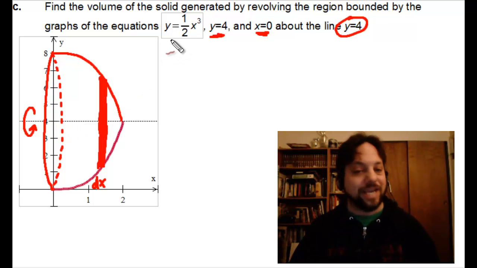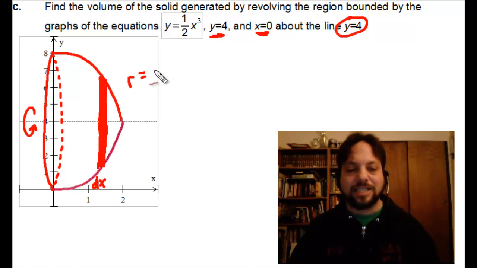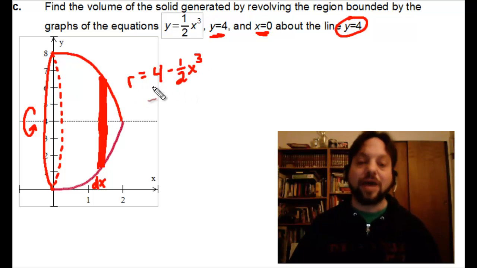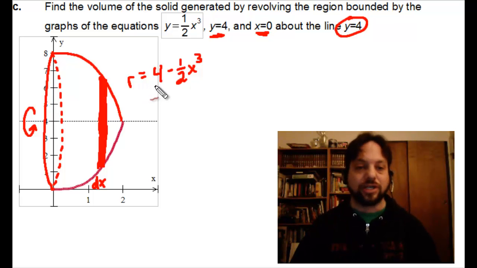That's a little bit tougher. I can't just say the radius is 1/2 x cubed. I can't do that. But rather what I could say is that it appears my radius is actually going to be 4 minus 1/2 x cubed. Where did I come up with that? Well, 4 is my axis of rotation here. So I can start with that and then actually subtract the function.